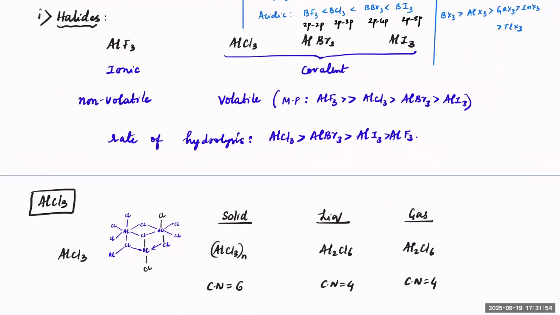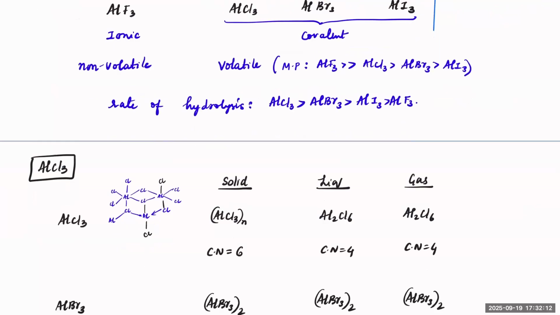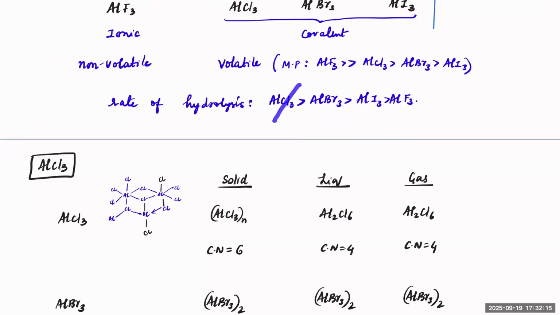Next, other forms of halides. If you notice, aluminium fluoride will be completely ionic. With chlorine, bromine, and iodine, it is covalent. Obviously, because it is ionic, it will have a high melting point. Then AlCl3, AlBr3, and AlI3. Now, if you notice the hydrolysis, AlCl3 will undergo better hydrolysis than AlBr3, AlI3, and AlF3. See, AlF3, the lattice energy is very high. That's why its hydrolysis is weak. Even though it is ionic, its lattice energy is very high.